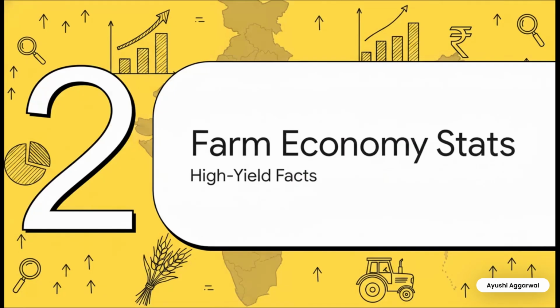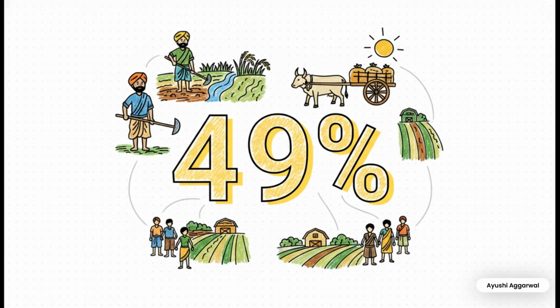Moving right along to Section 2, India's farm economy stats. These are your high-yield facts. Bachcho, build up your focus right here. We're entering the most data-heavy part of the explainer, which is absolutely perfect for prelims. I want you to memorize this vital number right now, 49%. In our Indian agricultural economy, a staggering 49% of the population depends directly or indirectly on agriculture. Guys, that's practically half of our entire country relying on this single sector to survive.